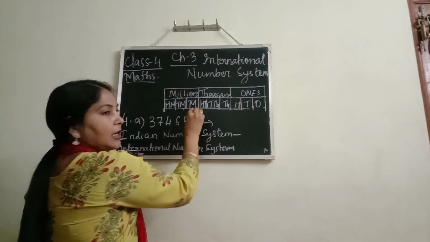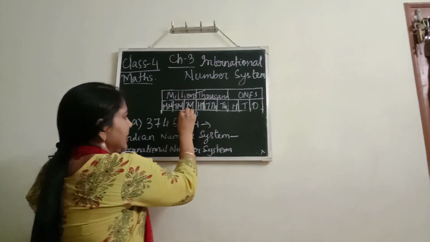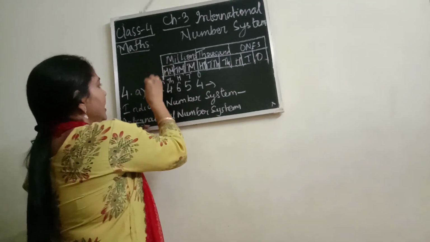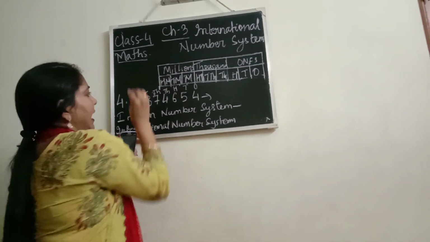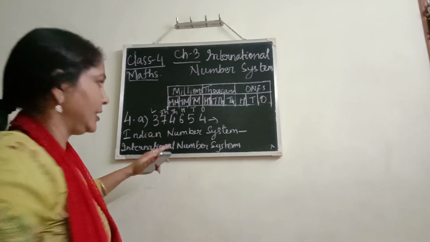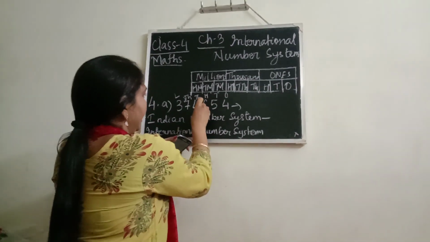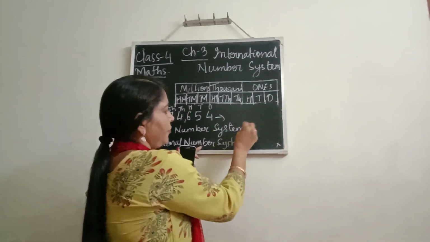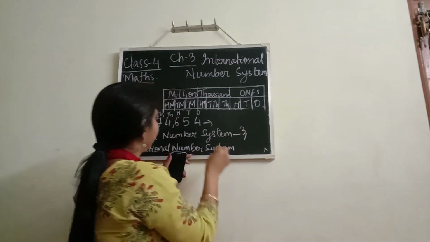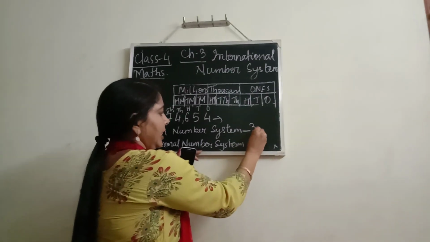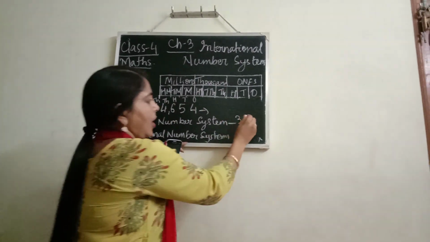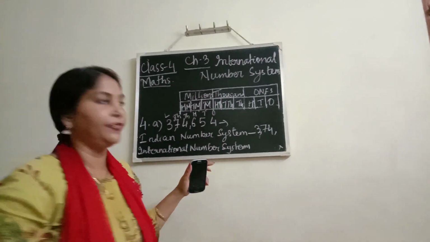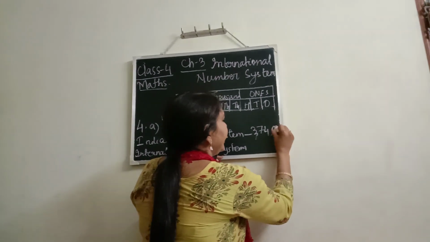Now we will start with the Indian number system. First we will write the place values. Okay, ones, tens, 100, 1000, 10,000, and then lakhs. So we have 3 periods here, so we can separate them. Okay, like this we will separate. So 3 is in the lakhs period. Okay, so we will write like this: 3 lakhs, this is the comma, 3 lakhs 74,000, then 654.